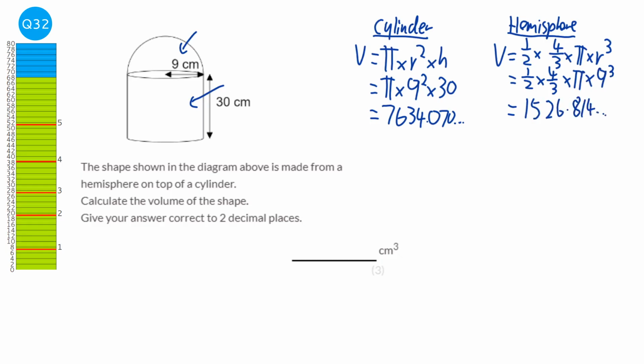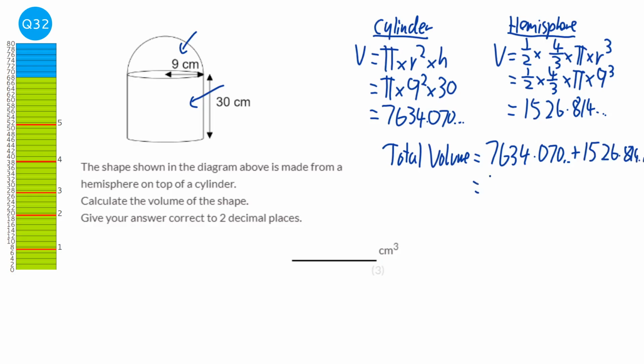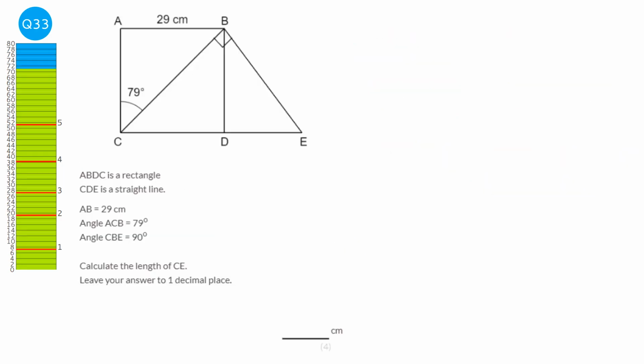1,526.814... And so the total volume is 7,634.070... plus the 1,526.814..., which equals 9,160.884... It says it wants it to 2 decimal places, so when we round that, we get 9,160.88.